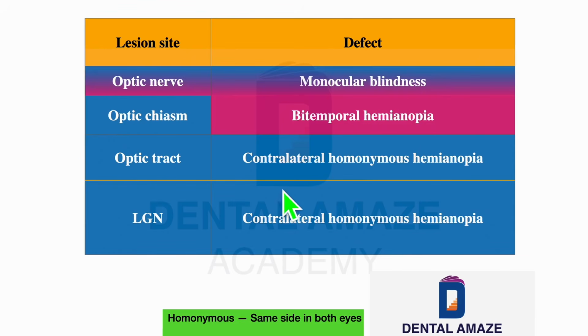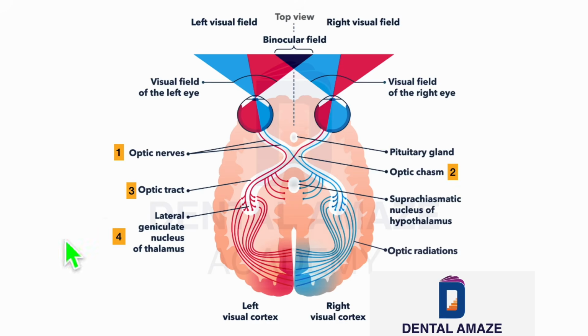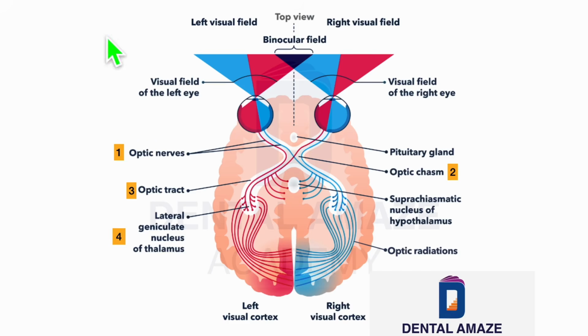What do you call it? Contralateral homonymous hemianopia. Again, it is hemi only, half of the vision lost. Homonymous means the same side in both the eyes. Think of the image, you're seeing something on your left, and in both eyes you're losing the left only. That's why it's called homonymous, the same side in both the eyes. But it is crossing, so it's contralateral.